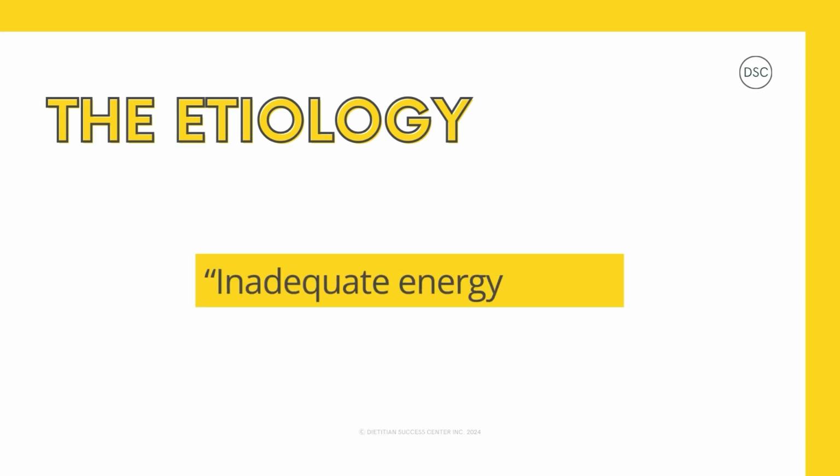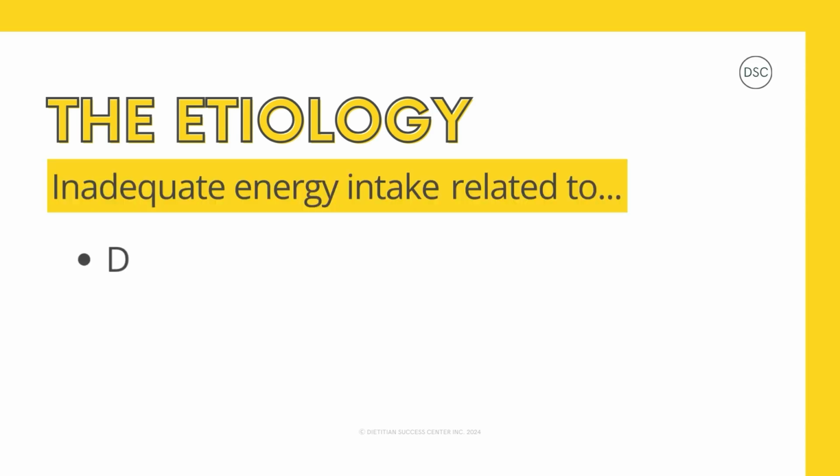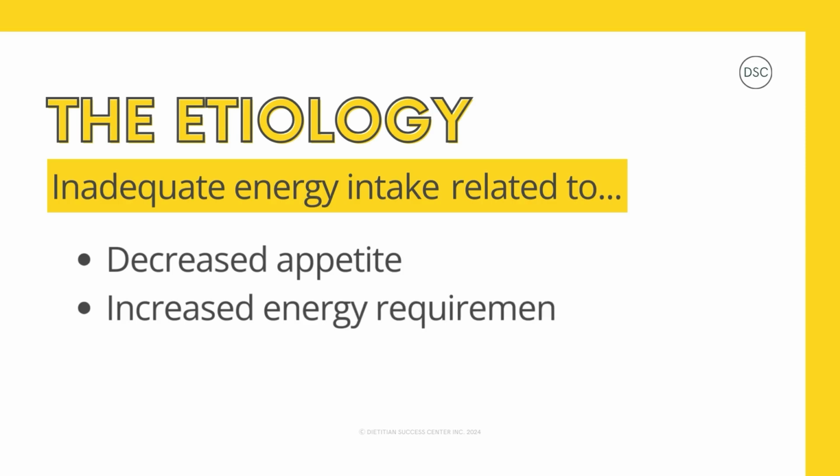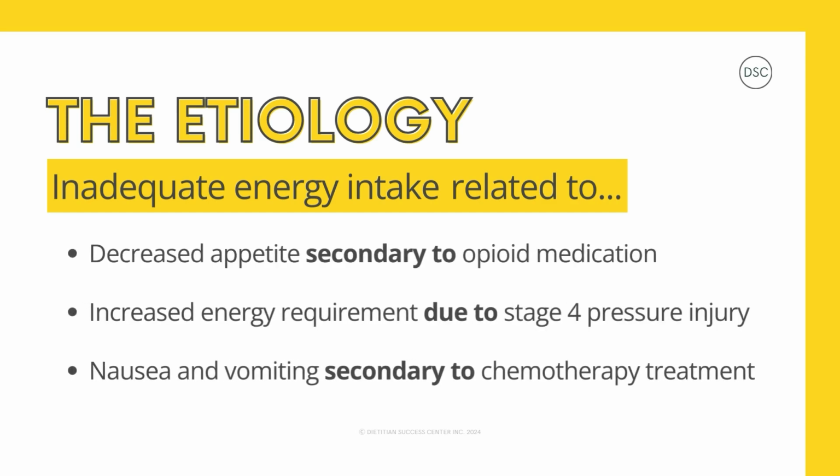To build off our example problem of inadequate energy intake, depending on the client's unique situation, our etiology, or the words that come after related to, could be decreased appetite, increased energy requirement, or maybe nausea and vomiting. Something else you could add to your etiology to make it even more specific is secondary to or due to. So it would become decreased appetite secondary to opioid medication, increased energy requirement due to stage 4 pressure injury, or nausea and vomiting secondary to chemotherapy treatment. The more specifically and clearly you can address the root cause of the problem, the better.